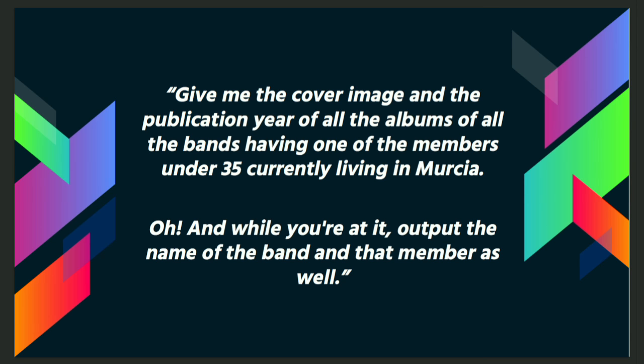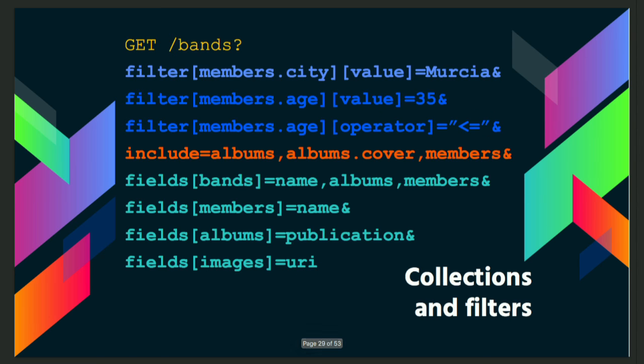Finally, for the content discovery, it would be reasonable to have an app that said, give me the cover image and the publication year of all of the albums, of all of the bands, having at least one of the members under 35 and living in Murcia. Murcia is a region in Spain. And you could also add, and while you're at it, give me some extra information about all these related entities. So that would look like something like this.